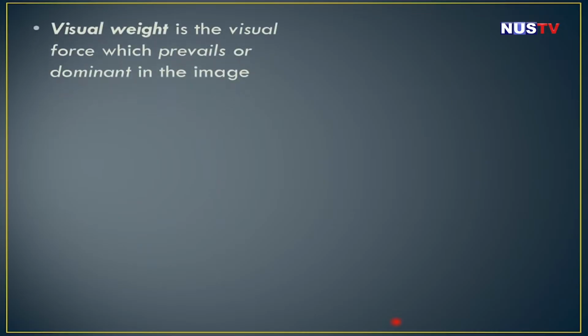In visual art, all compositions have different visual weights. So what is visual weight? Visual weight is the force which prevails or is dominant in the image.